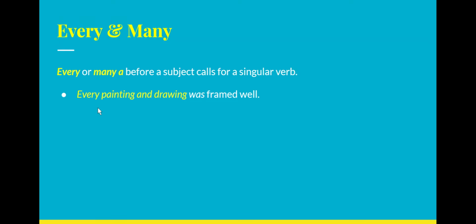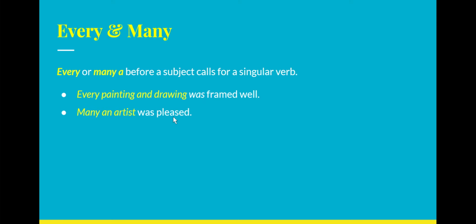So I have that word every at the beginning. So even though it looks like I have a compound subject, right, painting and drawing, I'm actually talking about every single painting and every single drawing, right? Each individual painting and each individual drawing was framed well. So I'm talking about them as singular. So my verb needs to be singular as well. Was is my verb.